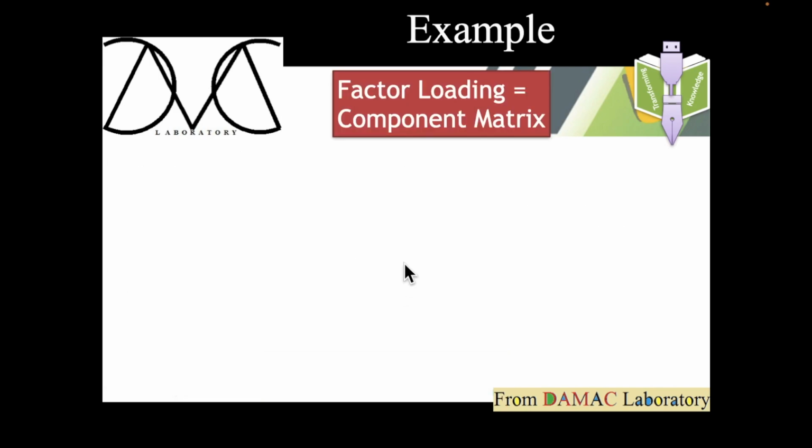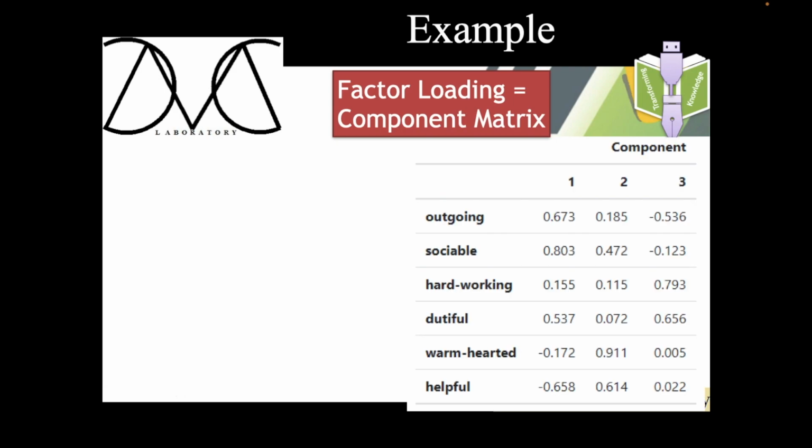For example, factor loading is equal to the component matrix, and the component matrix of the previous data set or the correlation matrix is like this. From here it is clearly seen that factor 1 is correlated with these two variables, factor 2 is correlated with these two variables, and factor 3 is correlated with these two variables, right? Hardworking and dutiful, because the values for these variables under these factors are high in these cases.